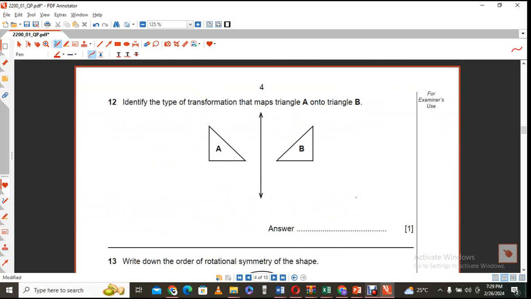Question 4, identify the type of transformation that maps triangle A onto triangle B. Well, this, I think everybody sees it's reflection. Please, when you write reflection, do not write it with an X. Reflection. Okay, don't write reflection with an X, like what we see. That will be marked wrong.